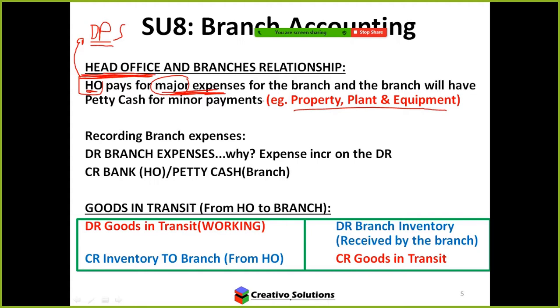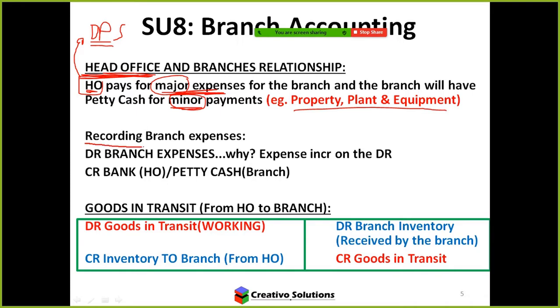All right, so that's the first thing. Notice here, minor payments can be paid for by the branch, either through petty cash or through cash, depending on how much resources the branch has been individually provided by the head office.